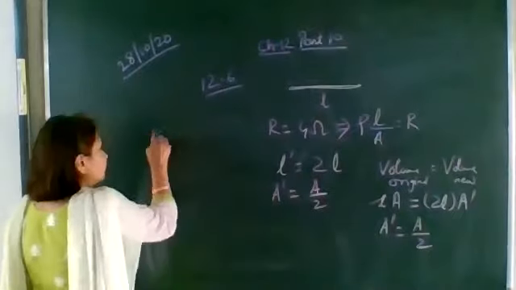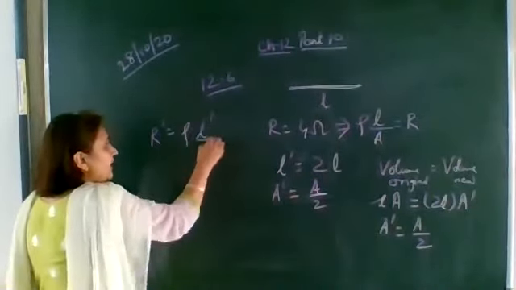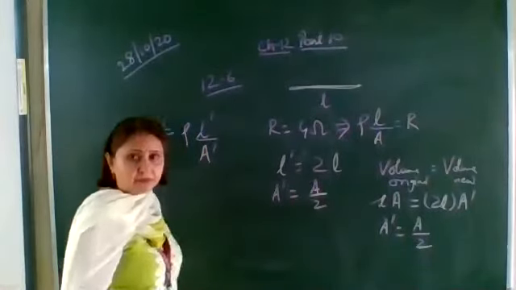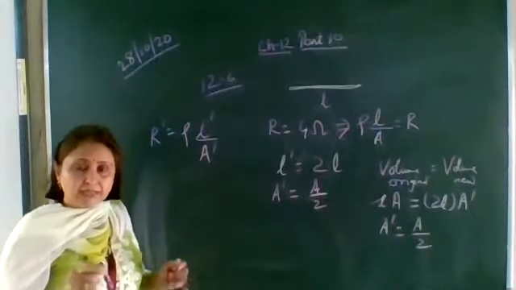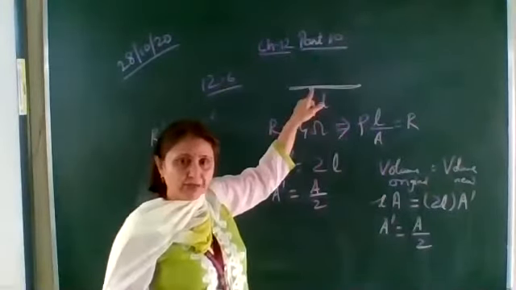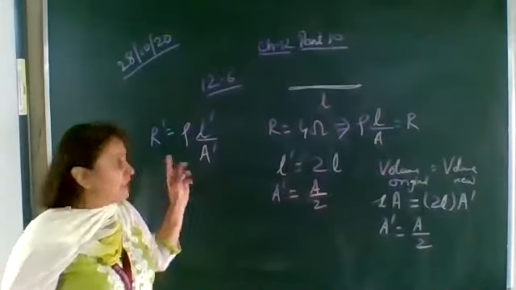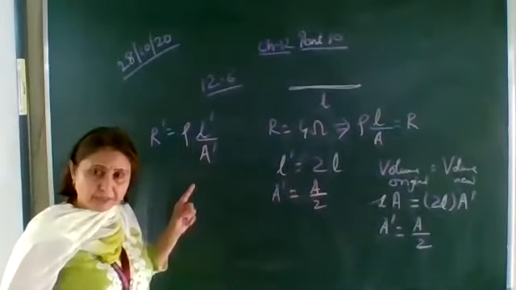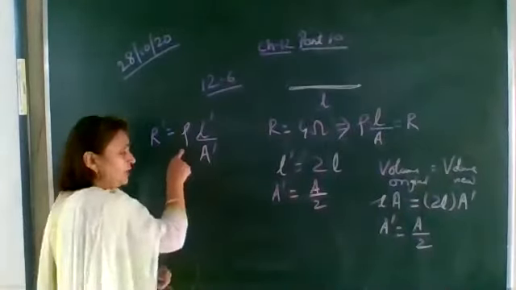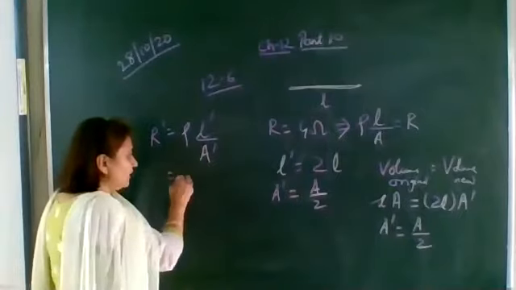After stretching, the resistance, let it be R dash, is equal to rho L dash upon A dash. Rho will remain the same. Rho is the nature of the material, and the material is the same. Suppose it was a copper wire. After stretching also the material is the same, it remains copper only. So rho doesn't change. Here you will not write it as rho dash, it will be rho only.